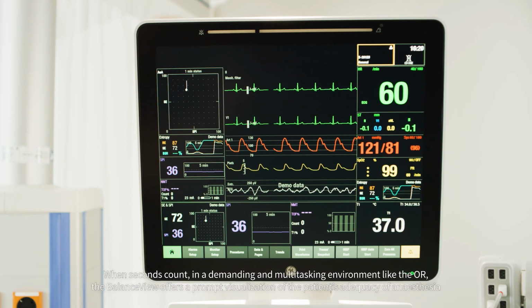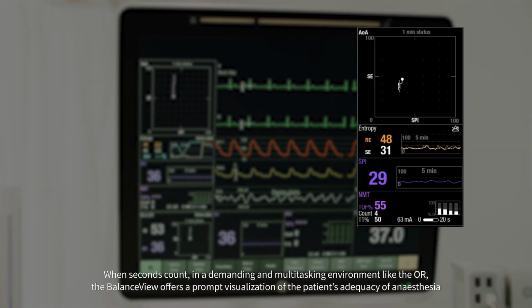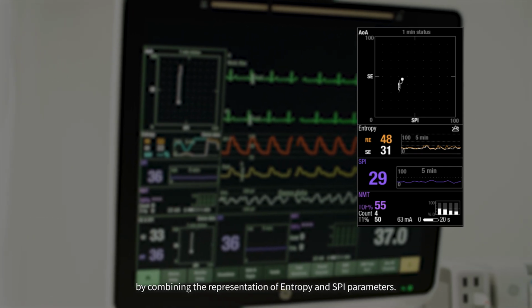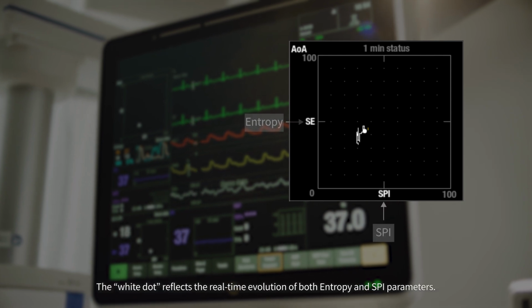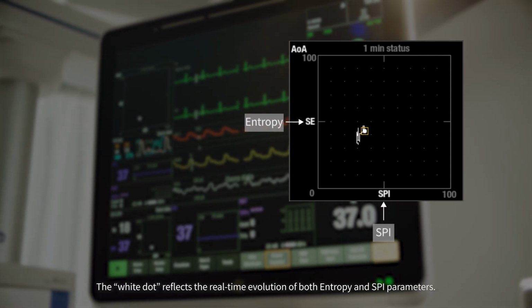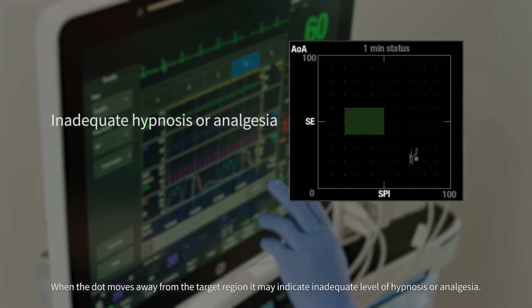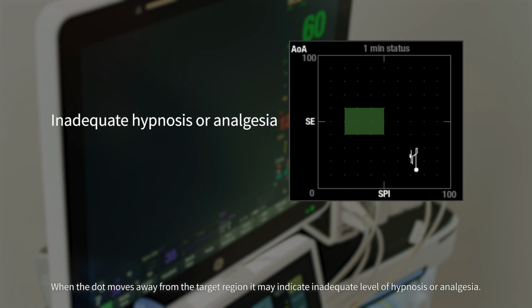When seconds count, in a demanding and multitasking environment like the OR, the balance view offers a prompt visualization of the patient's adequacy of anesthesia by combining the representation of entropy and SPI parameters. The white dot reflects the real-time evolution of both entropy and SPI parameters. When the dot moves away from the target region, it may indicate inadequate level of hypnosis or analgesia.